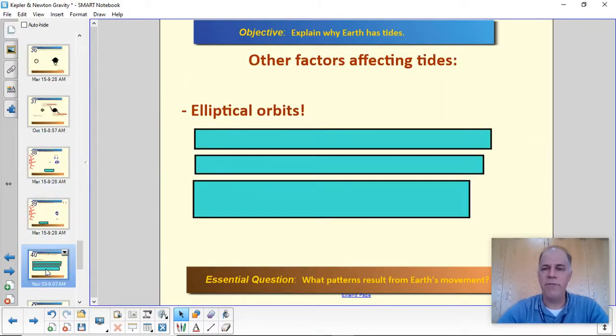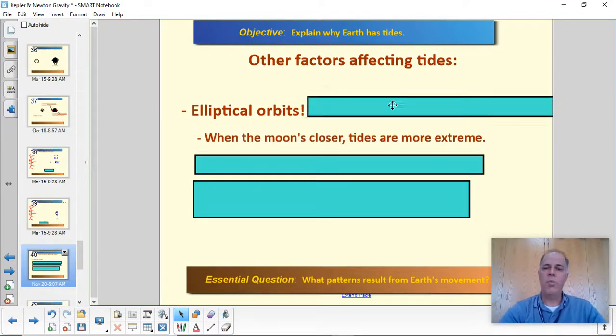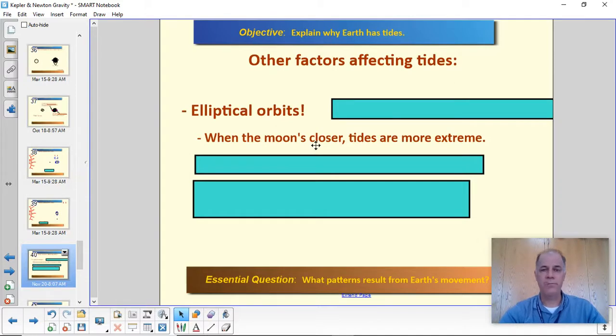Okay, what about some other effects that factor into tides? Well, we have elliptical orbits. The moon does not have a perfectly circular orbit, and neither does the Earth around the sun. They are elliptical orbits, which means that sometimes the moon is closer to the Earth, and sometimes it's farther from the Earth. And sometimes the Earth is closer to the sun, and sometimes it's farther from the sun. So when the moon is closer in its elliptical orbit, the tides become more extreme. That's the moon's contribution to the tides becoming more extreme.